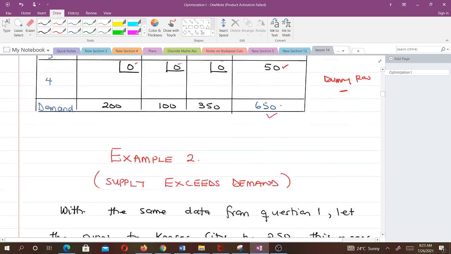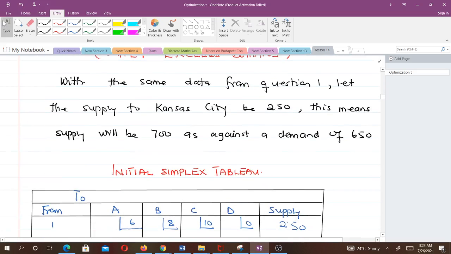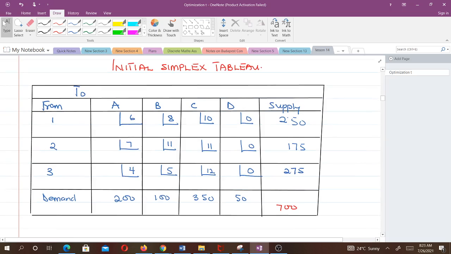To rectify this problem, we are going to add a dummy column. When we are drawing our simplex tableau, you can see we've added a dummy column here, which has a cost of 0 throughout, and a demand of 50, so that when you add everything here, you get 700, and the model becomes balanced. This is how we will balance the model before we solve it.